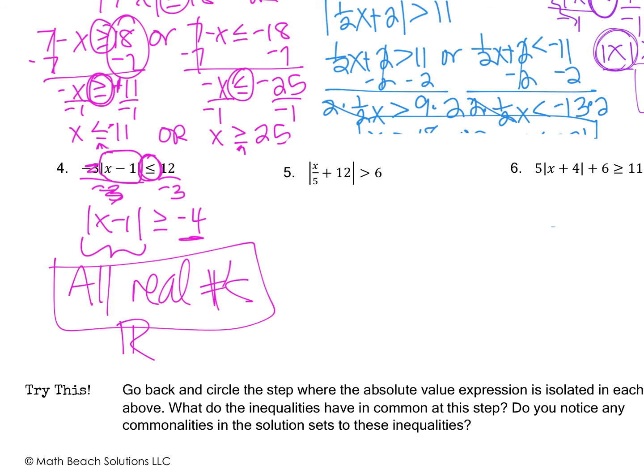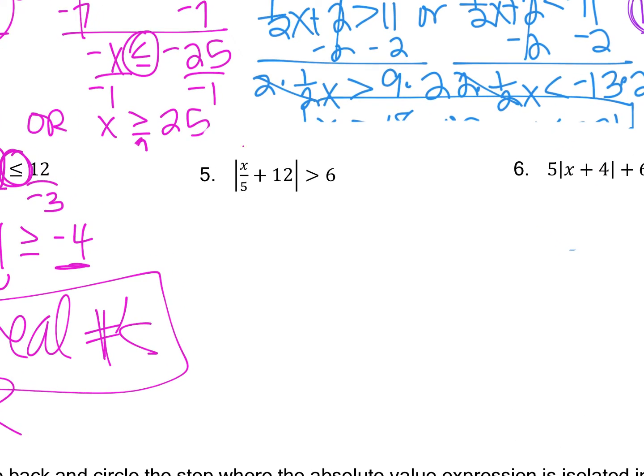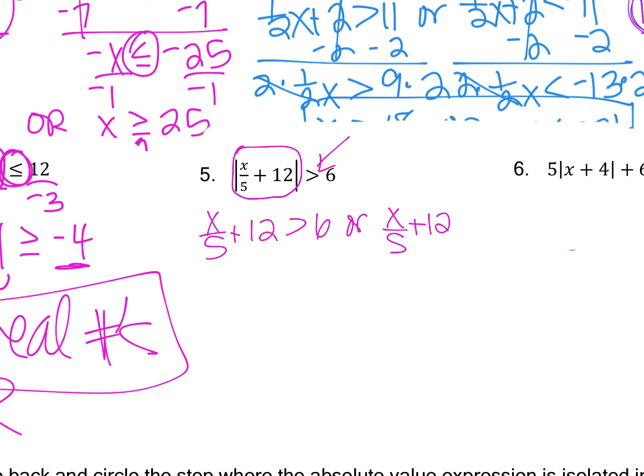Okay, let's take a look at the next one. So notice circle your absolute value. There's not anything that's not circled. It's already isolated. So I go straight into checking my inequality. It's greater. I set up an OR. So x over 5 plus 12 is greater than 6, or x over 5 plus 12 is less than negative 6. So I'm going to solve them separately.